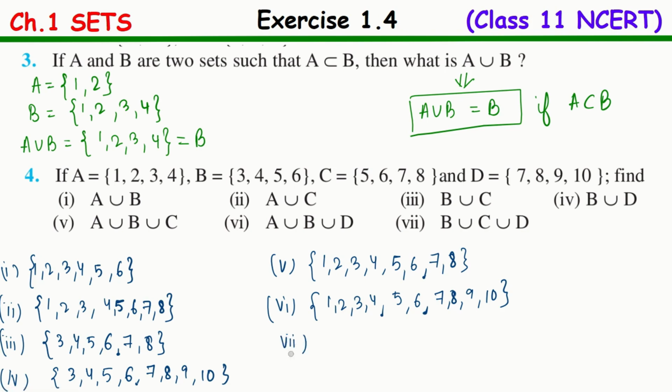Seventh is B union C union D. All the elements of B, 3, 4, 5, 6. 5 and 6 we have written, then we have 7, 8. For D, 7, 8 we have written, then we have 9 and 10.